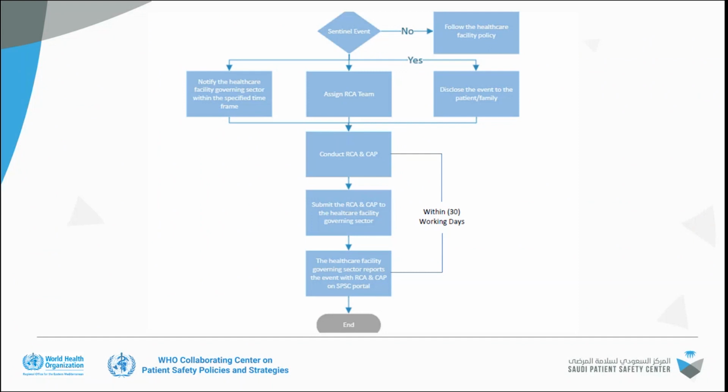There are 3 major steps that these hospitals or quality and patient safety departments should follow. First is to notify the healthcare facility governing sector within the specified time frame, to assign the RCA team, and to disclose the event to the patient and family. And we know this is very important, and my colleague will be talking more about patient engagement and how we can disclose the patient safety event to patient and family.